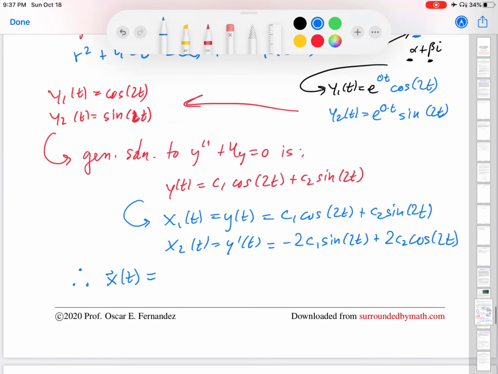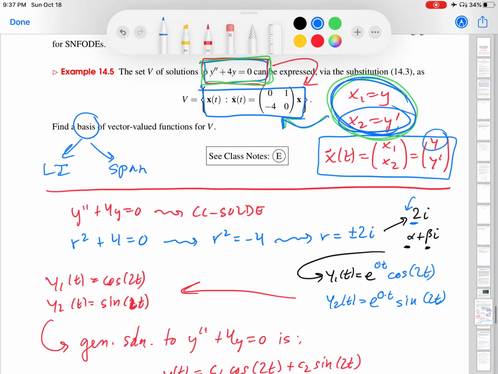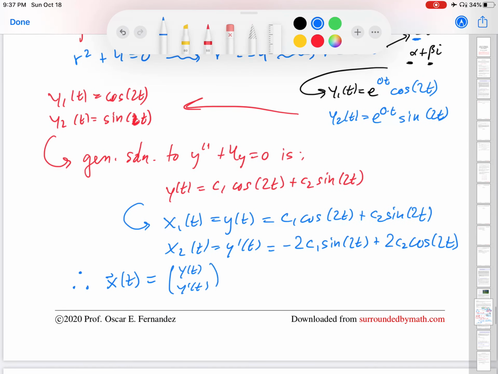So the vector valued functions that are in this set V have this particular form. Remember, they had the form y of t, y prime of t. That came up from here. And I now know what y and y prime are: c1 cosine of 2t plus c2 sine of 2t, and then this one is minus 2c1 sine 2t plus 2c2 cosine 2t.